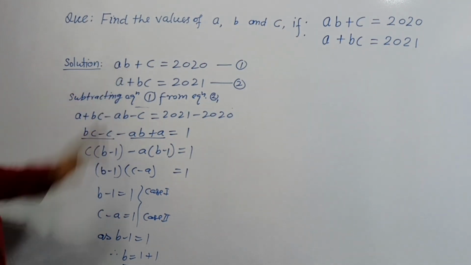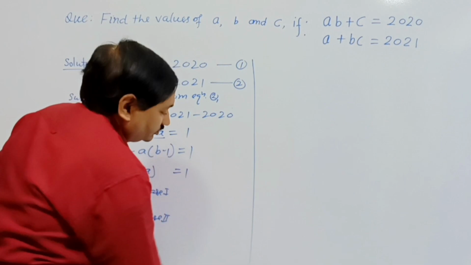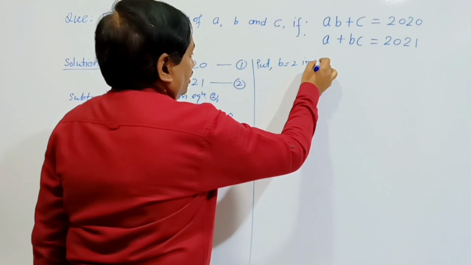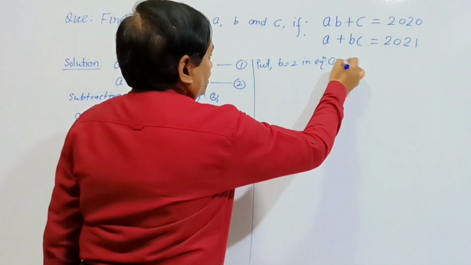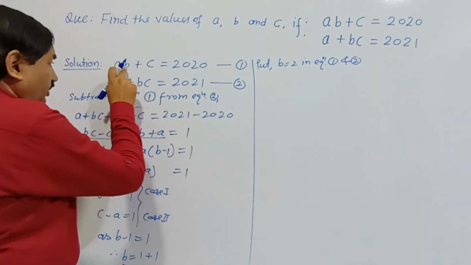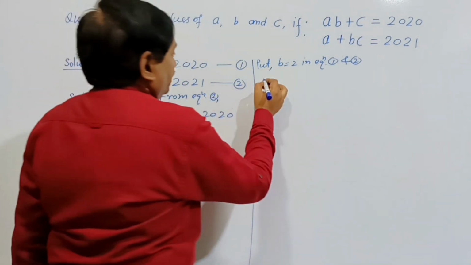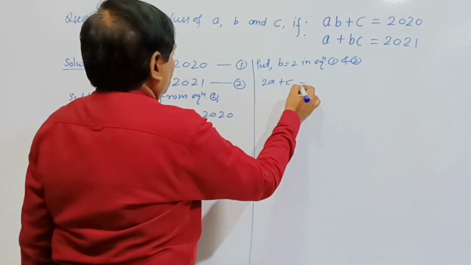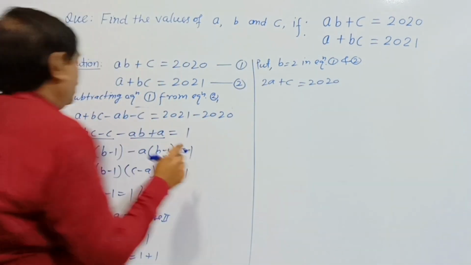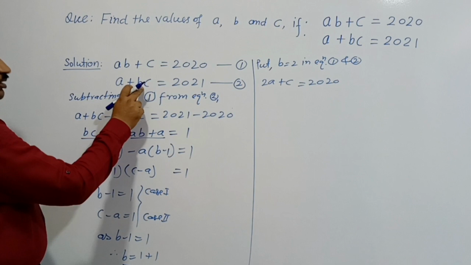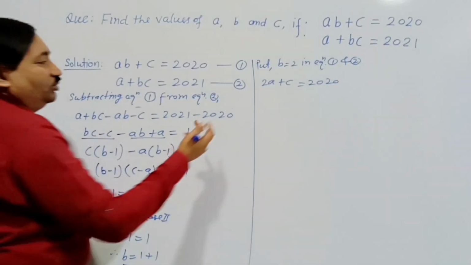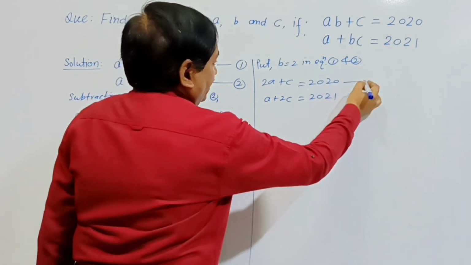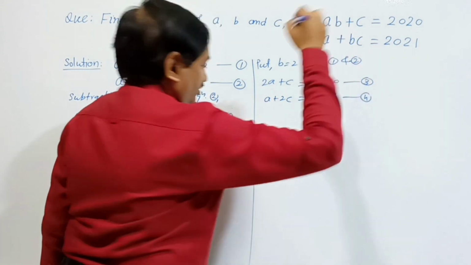So B equal to 2, we put in equations 1 and 2. If B equals 2, then A into 2 plus C, that is 2A plus C, equals 2020. And putting B equal to 2 in the second equation, we get A plus 2C equal to 2021. Let these be equation number 3 and equation number 4.